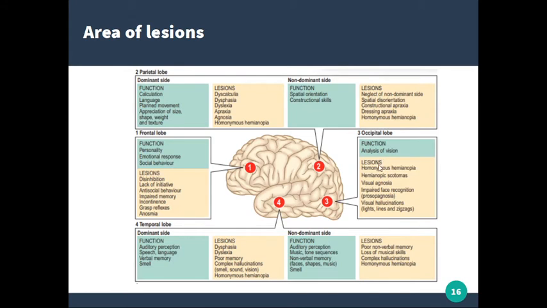The occipital lobe usually would give us a homonymous hemianopia with visual agnosia and visual hallucinations, such as lights, zigzags, or lines. The temporal lobe is usually involved in auditory perception, speech, language, verbal memory, and smell. Lesions within the temporal lobe, on the dominant side, can give us dysphasia, dyslexia, poor memory, and complex hallucinations with sounds or vision, especially because it is affecting the temporal lobe. The non-dominant side will give us poor non-verbal memory, complex hallucinations, and homonymous hemianopias.